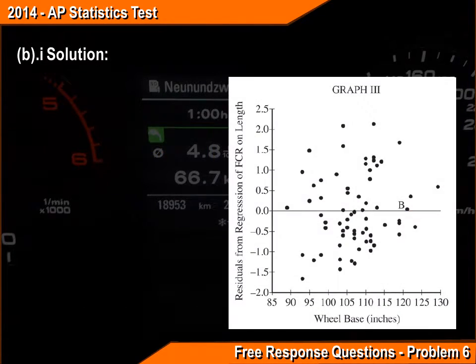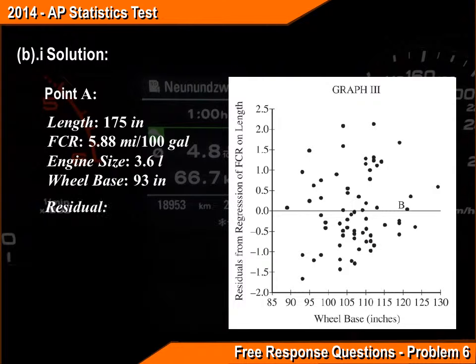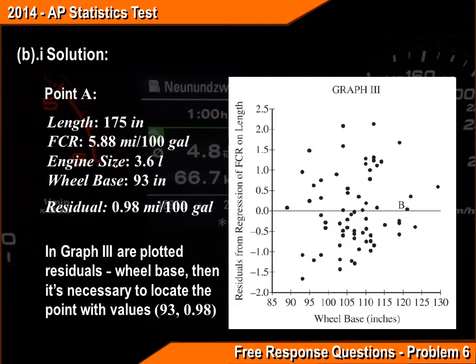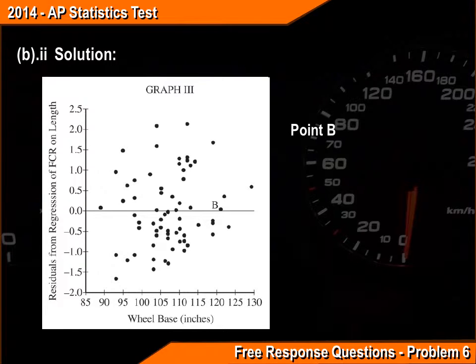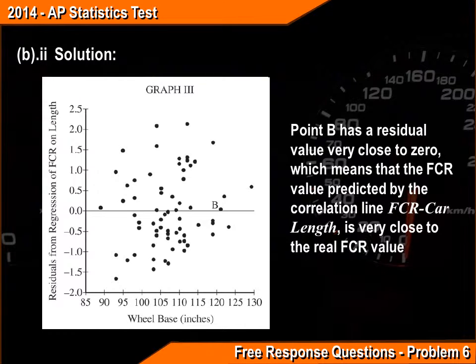To answer these questions, we have to consider first that point A has the next values. In graph 3 are plotted residuals versus wheelbase. Then it's necessary to locate the point with values 93, 0.98. To answer the second question, we have to consider that point B has a residual value very close to 0, which means that the FCR value predicted by the correlation line FCR on car length is very close to the real FCR value measured for this car.